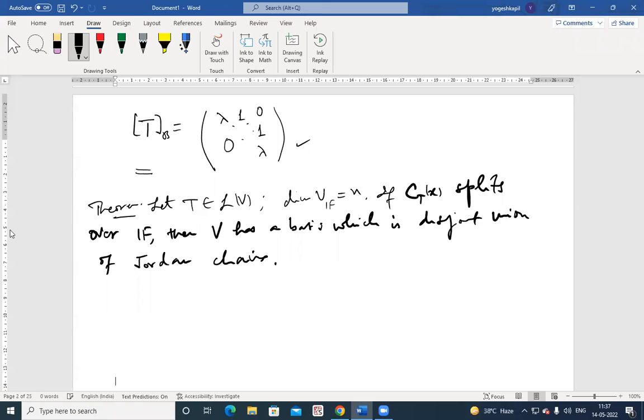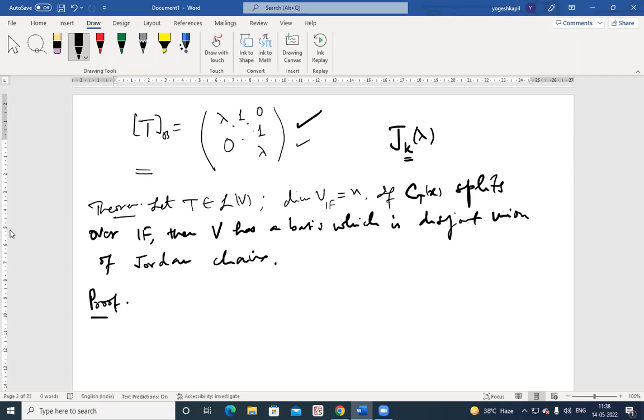Or in other words, the matrix of T is a block diagonal matrix with blocks as Jordan blocks. All right. This is known as the Jordan block of length n. If this is k by k, then such matrices are also denoted by J_k(lambda). k is the order of that. Okay. Right. Let us prove this.